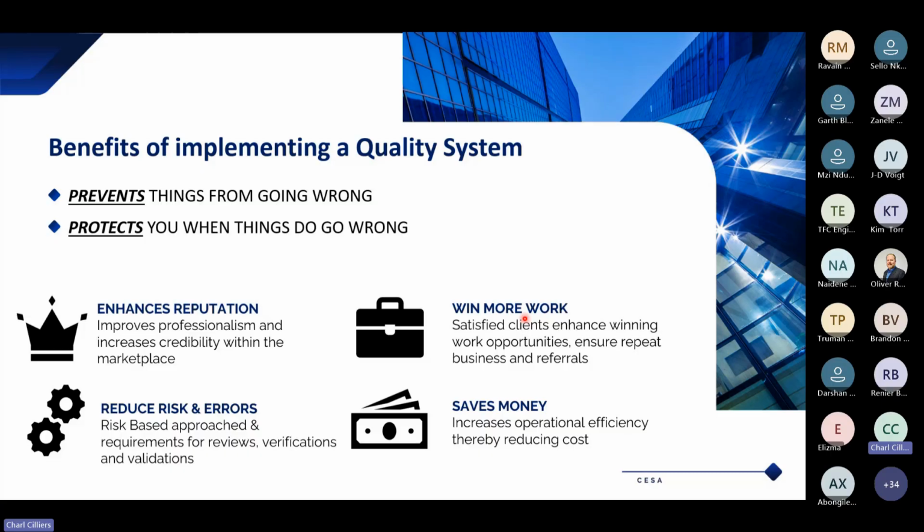And then second bullet, protects you when things do go wrong. If you have a system that says absolutely everything must have a documented record, not necessarily printed on paper, but saved in a cloud, then if things do go wrong, you can say, here's all the documentation. These are all the steps that we took to get to this point.